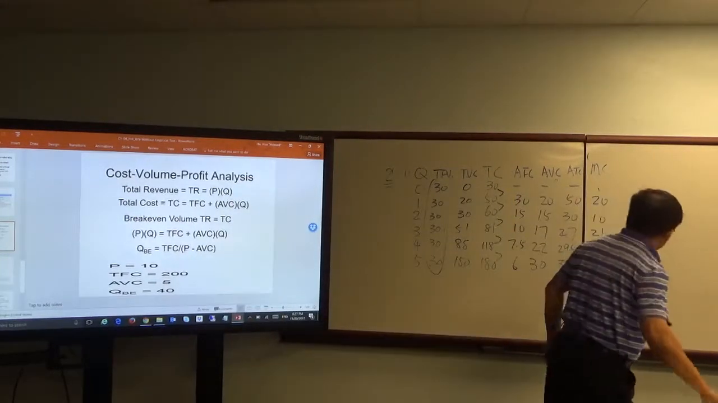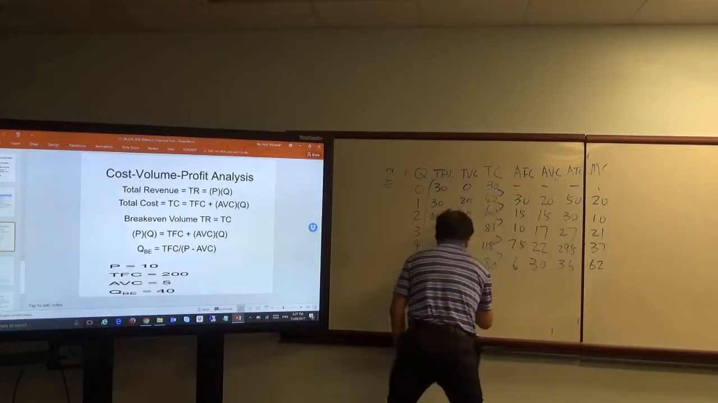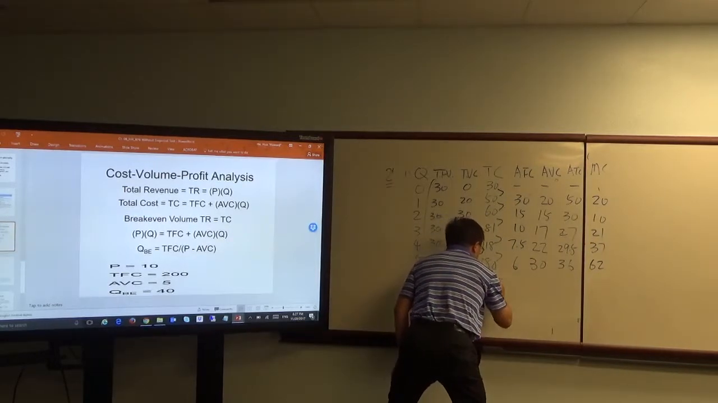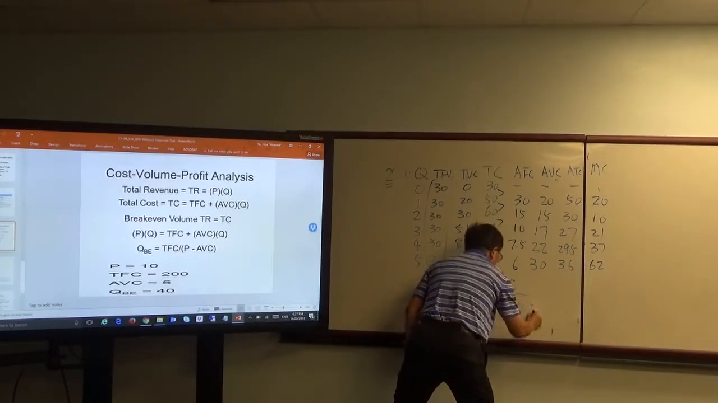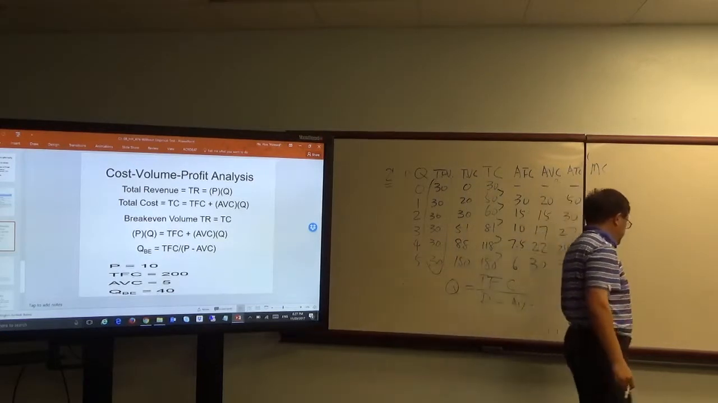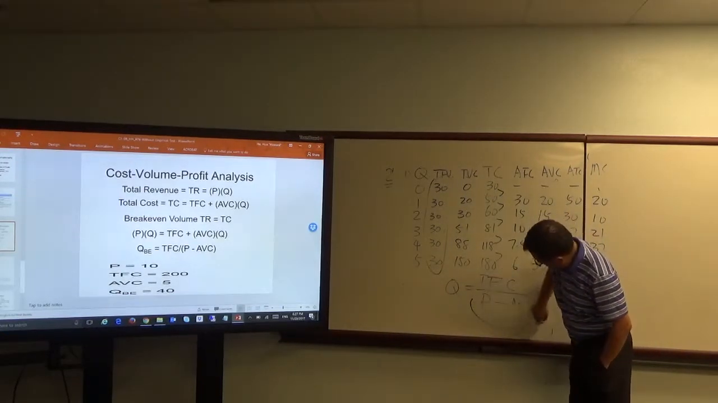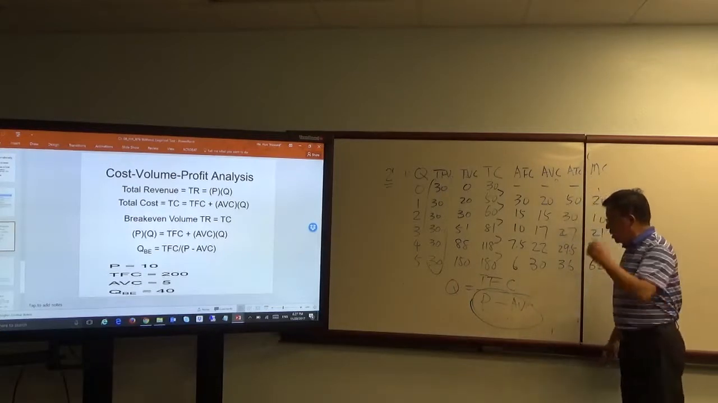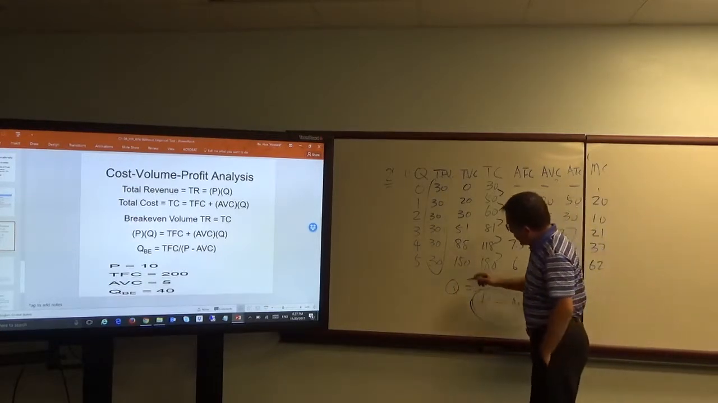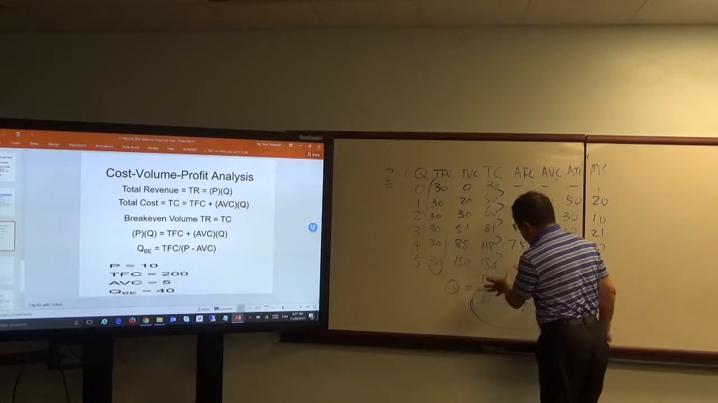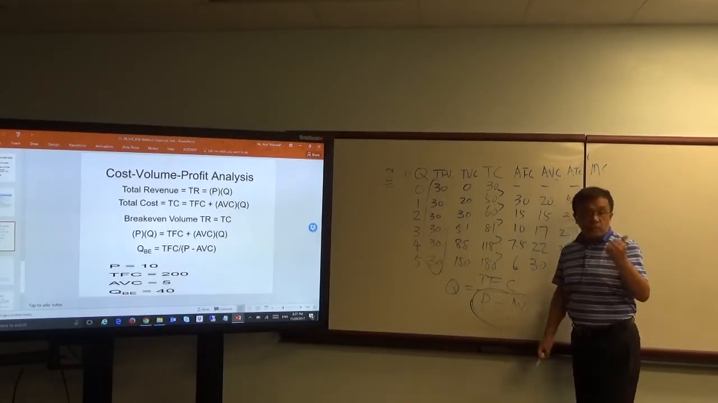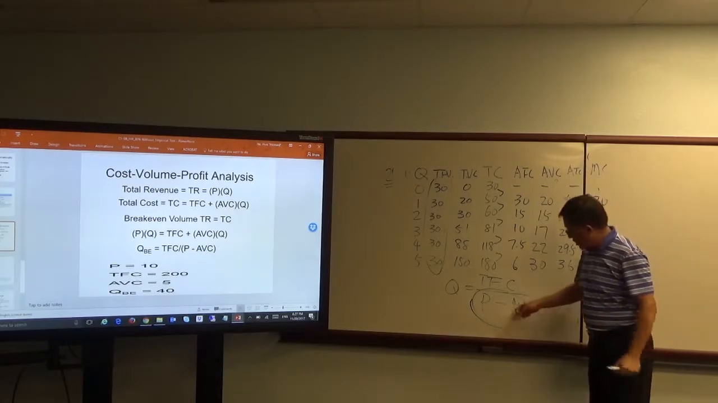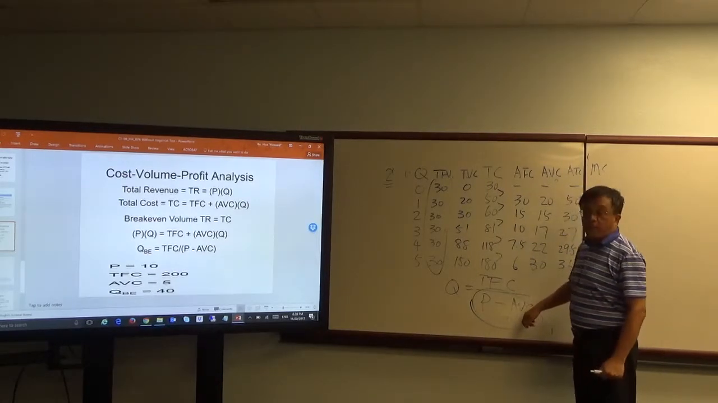Then if we do some manipulation, you will find the break-even point: Q is equal to total fixed cost divided by what? Price minus average variable cost per unit. And this is called contribution margin. The denominator is called contribution margin. So you can see that the break-even quantity has a lot to do with what? The contribution margin, which is the difference between the price you charge for the product and the average variable cost per unit.